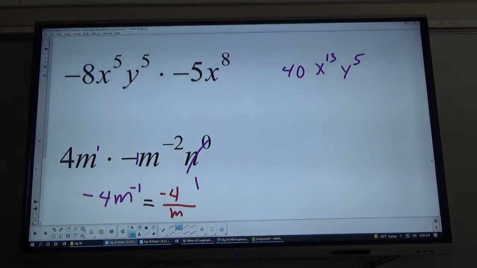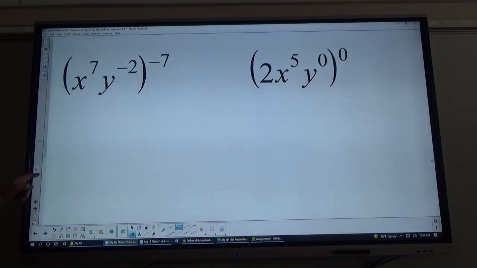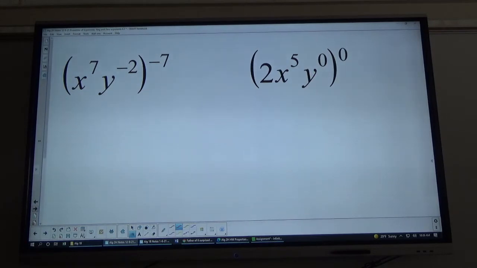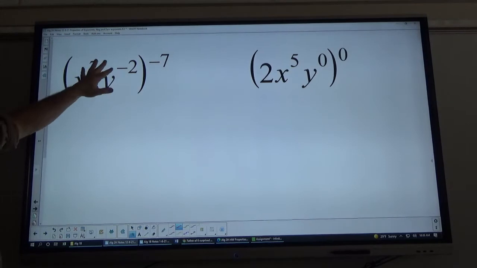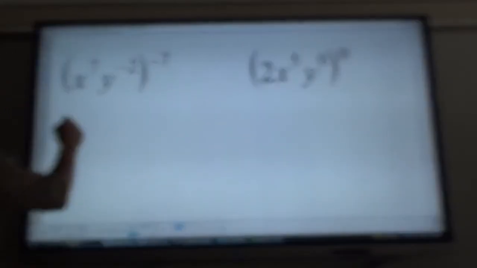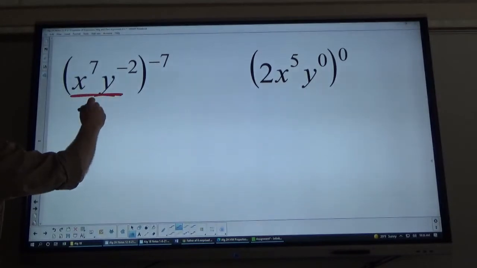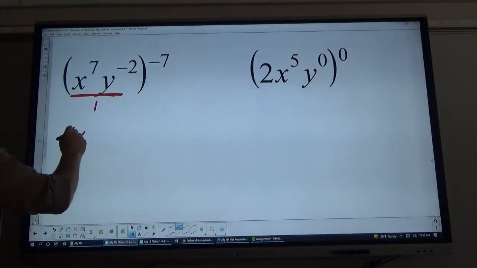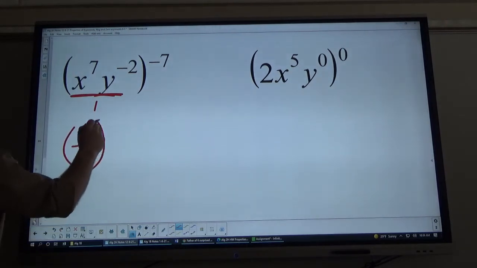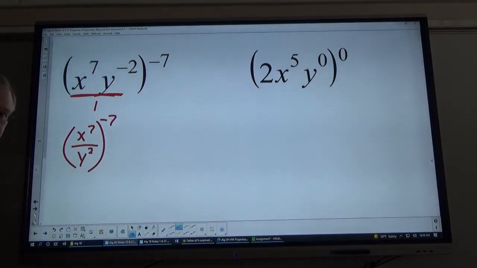No negative exponents. All right, let's take a look. Make sure I didn't have anything under there. Good. Let's take a look at our next examples. If I have something like this, I can rearrange this so I only have positive exponents. That's the first way I'm going to do it. So I can put it over 1, and so now I have x to the 7 over y to the positive 2 raised to the negative 7 power.